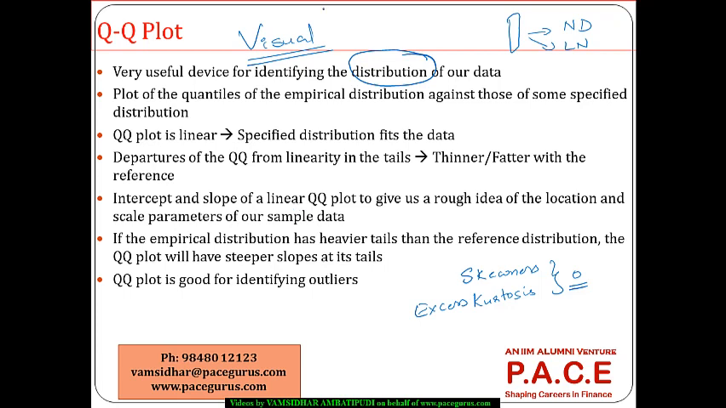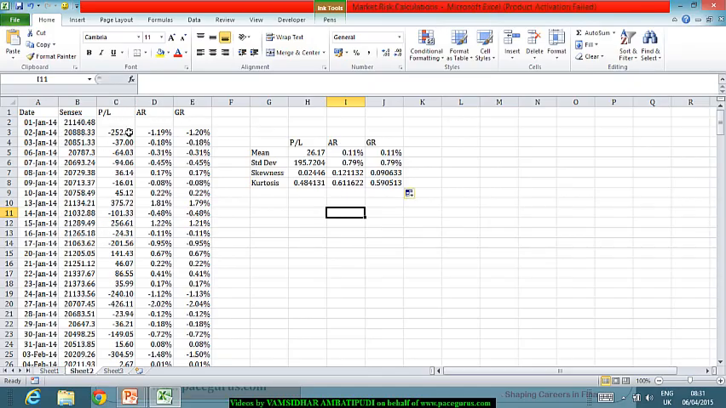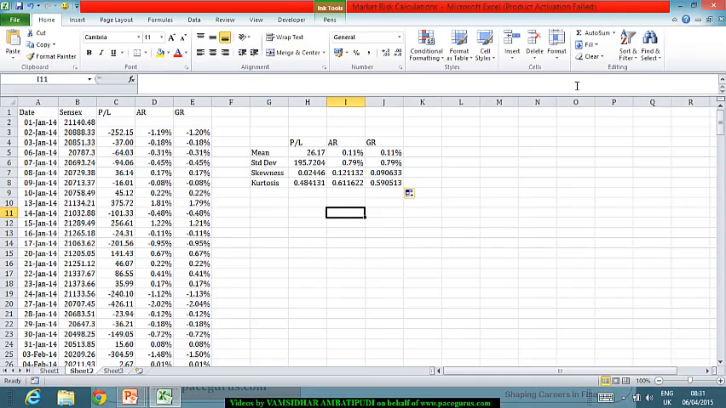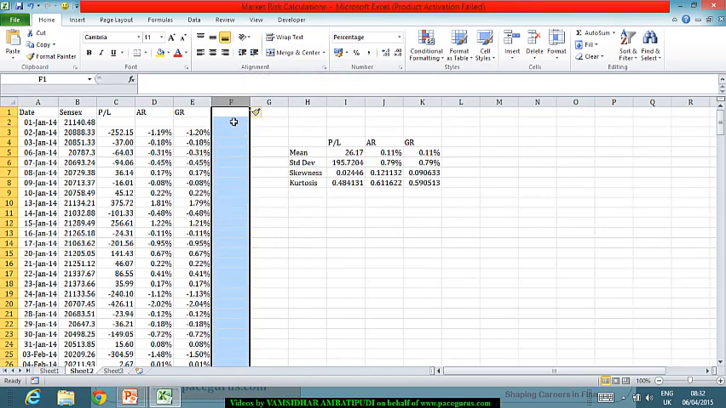What I do in a QQ plot is, I try to plot the quantiles, one about the empirical distribution, and for this particular distribution, I will look out for the quantiles. Again, some specified distribution. So I'll check out the quantiles, one specific to the data, two specific to the distribution. How do I look out? First thing I'll do for the data.